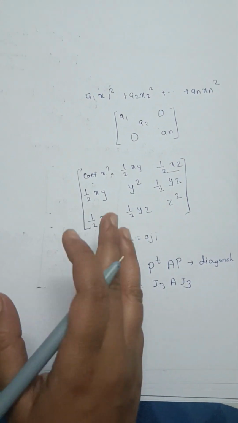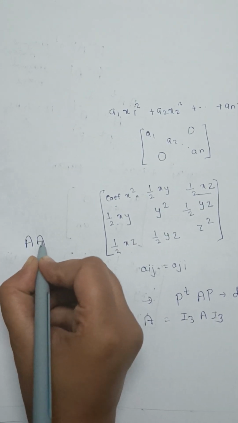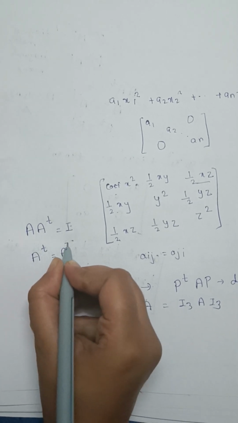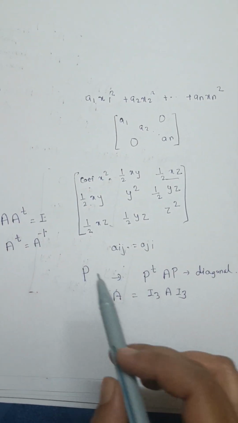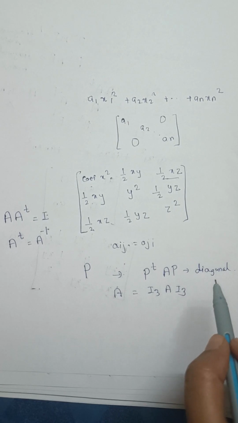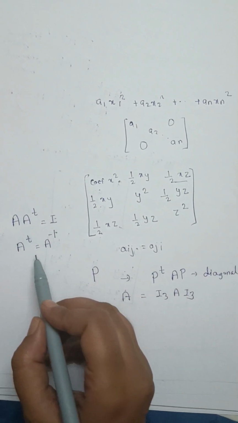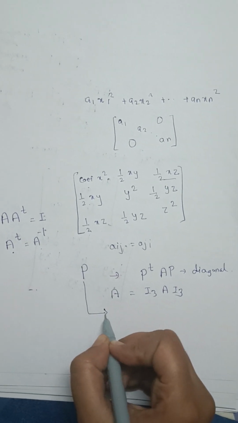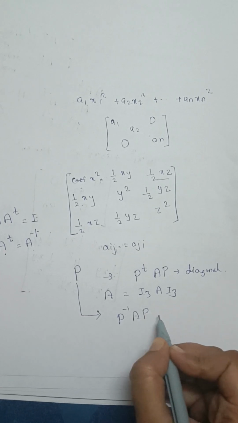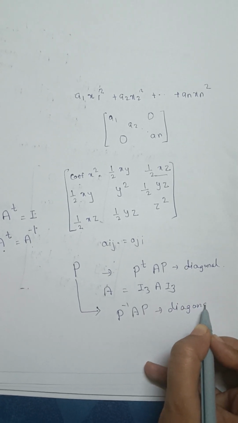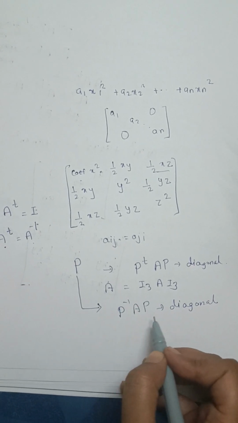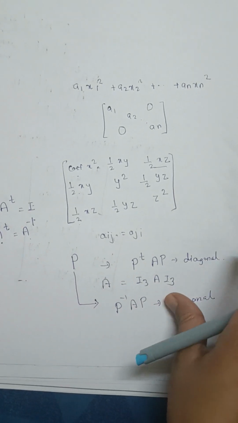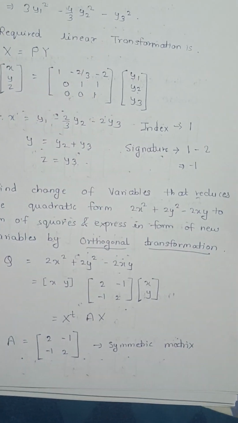We know that a matrix is said to be orthogonal if A into A transpose equals identity matrix, or A transpose is equal to A inverse. We are supposed to find the P matrix such that P transpose A P is a diagonal matrix. As it is orthogonal, P transpose will be equal to P inverse, meaning we are finding a P matrix such that P inverse A P is a diagonal matrix. And this is a question of diagonalization. We have already seen how to find such a P matrix. So this question reduces to the diagonalization problem.